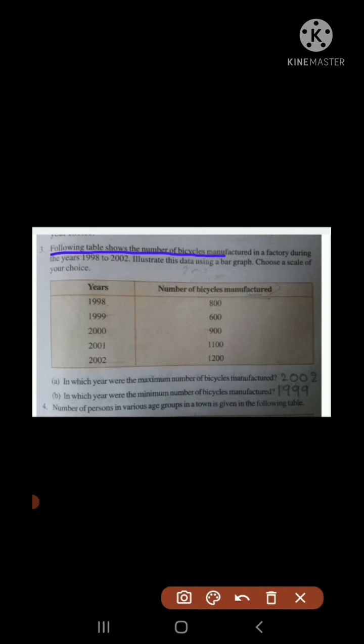Now question 3 says, the number of bicycles manufactured in a factory during the years 1998 to 2002. Illustrate this data using a bar graph. Choose a scale of your choice. So first we are going to make a bar graph, then we are going to answer these questions. Here we have a bar graph from the answer sheet, and here I have taken 1 unit length as 100 bicycles. Here we have the number of bicycles, and here we have years. This is the answer of question number 3.